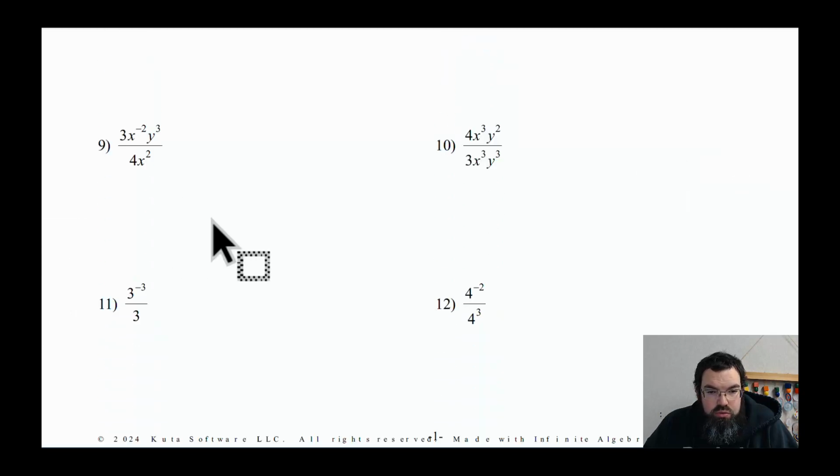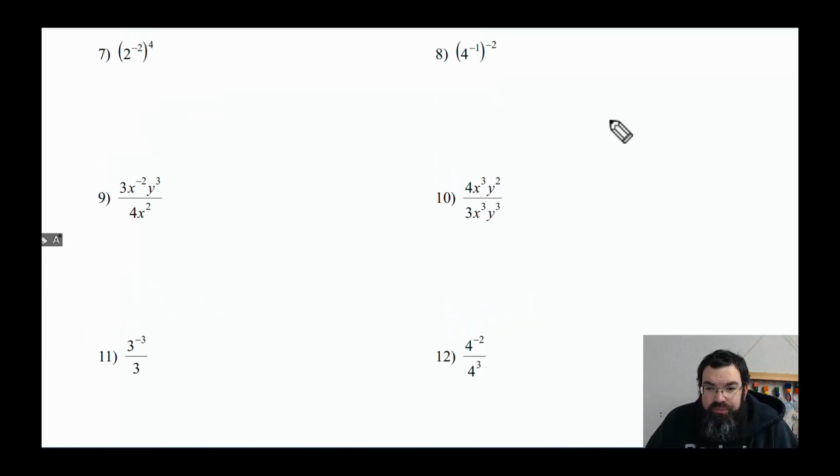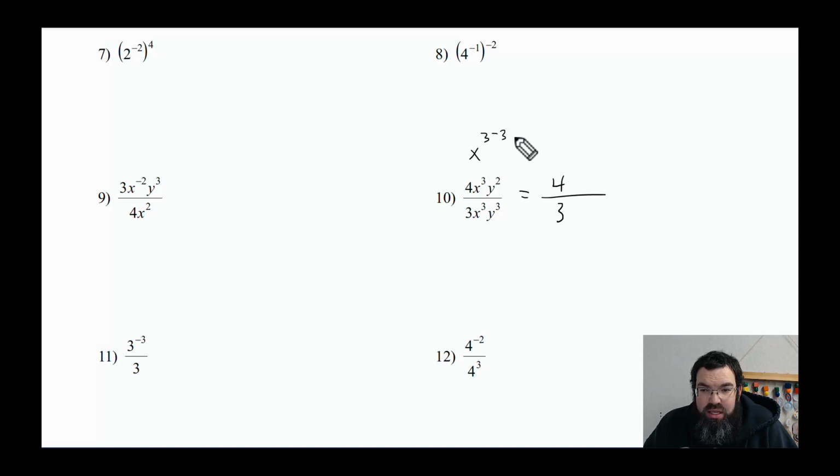Let's go on to, I don't know, 10. 10 looks good. Oh, I skipped too far. Let's go to 10 here. The 4 and the 3 I can't do anything with, right? I can't simplify those at all, so the 4 and the 3 are going to stay there. My x's, I have 3 here and 3 there. When we divide, we subtract powers. That gives me 0, so I have x to the 0. That means I have nothing left. Those are going to cancel out. Then my y's, I have y to the 2 minus 3, which is -1. But because it's negative, in order to make it positive, I have to put it in my denominator. So 4 over 3y to the 1.